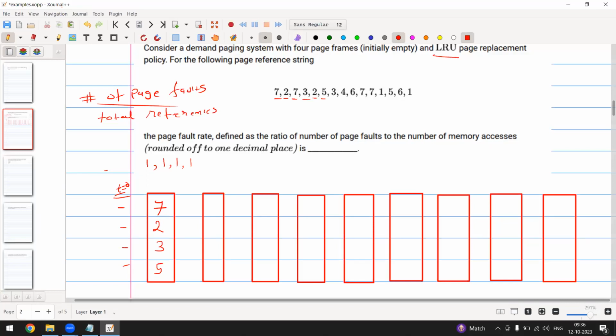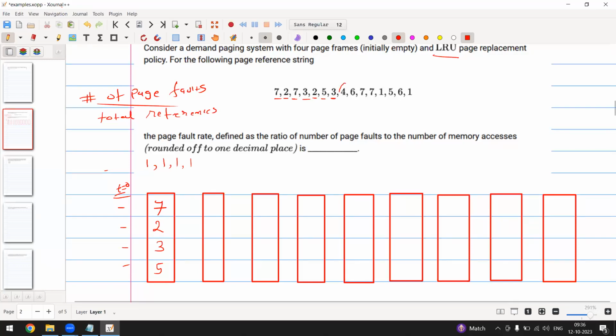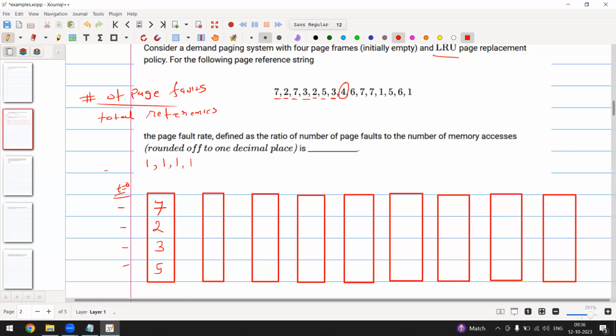Now next is 3. 3 is already here in the memory, so we don't need to do anything. Next is 4. If you check, 4 is not there in the memory, so we have to bring it in. So there is a page fault. I am just highlighting it here and also counting the page fault.